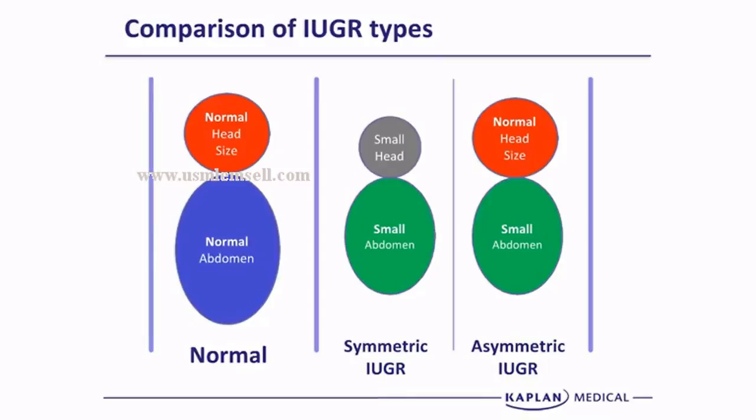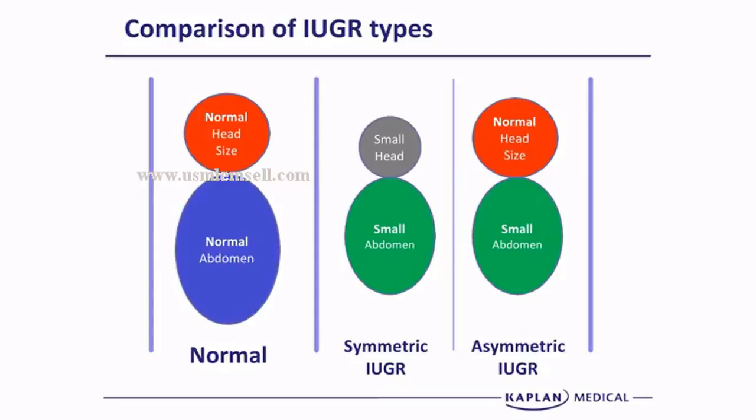Here's a pictorial way that I like to look at this. On the left, you can see normal. In the middle, we have symmetric IUGR. On the right, we have asymmetric IUGR. The normal head, normal abdomen. If you compare the symmetric to the asymmetric IUGR, the symmetric has a small head and a small abdomen because it is intrinsically a fetal problem.